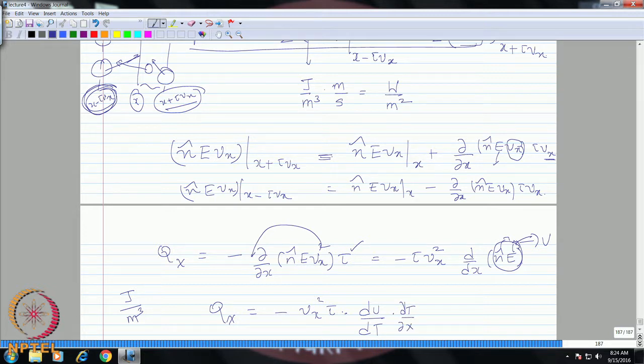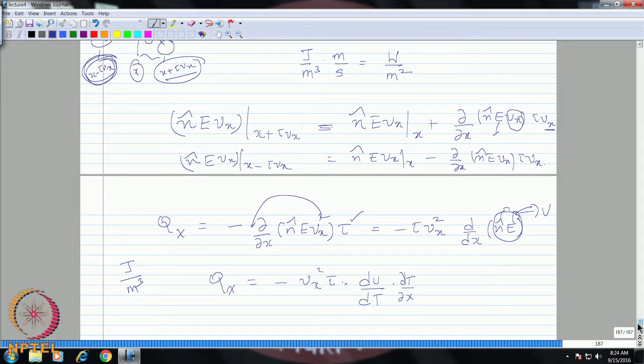Because u is a function of t, because kBt is equal to half mv square, we are rewriting like this. And du by dt, the derivative of the volumetric internal energy with respect to temperature, is your volumetric heat capacity. Therefore, we can write this as Vx square tau times Cv into dt by dx.